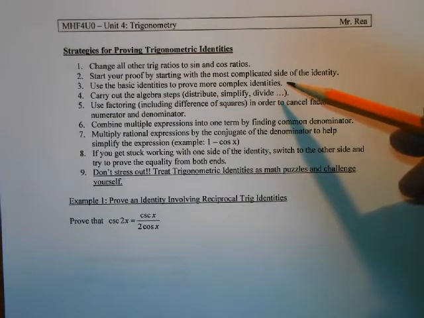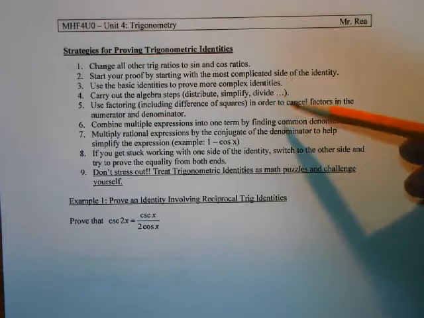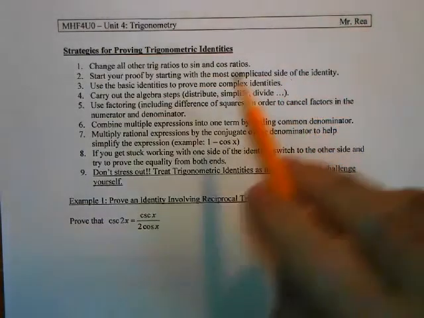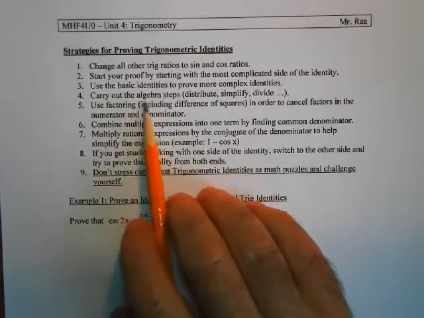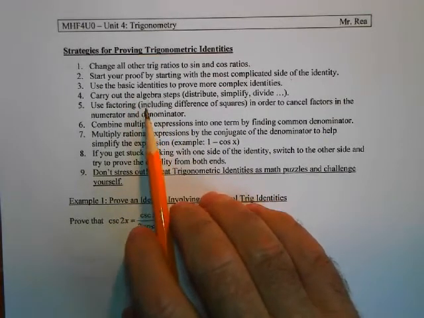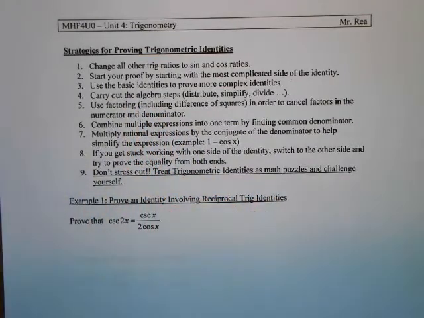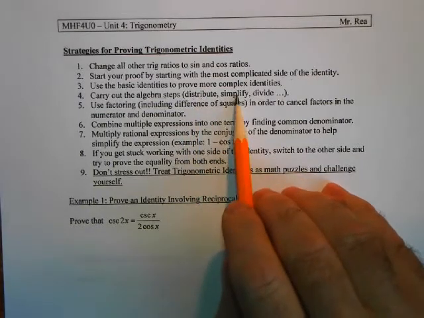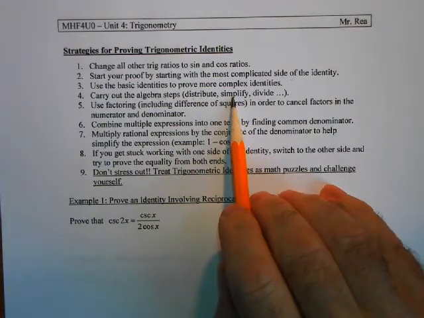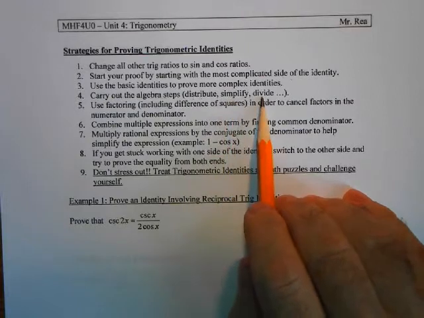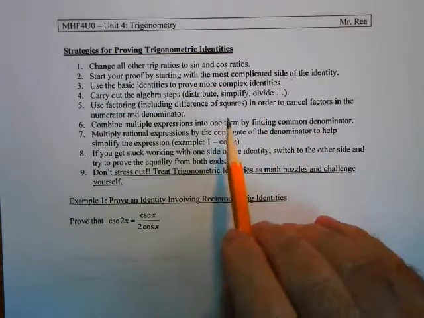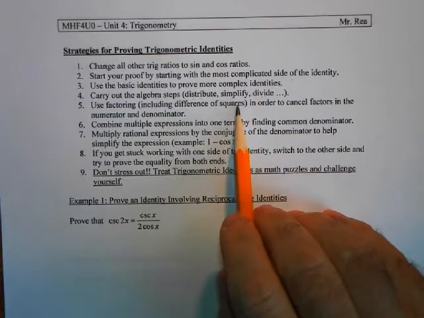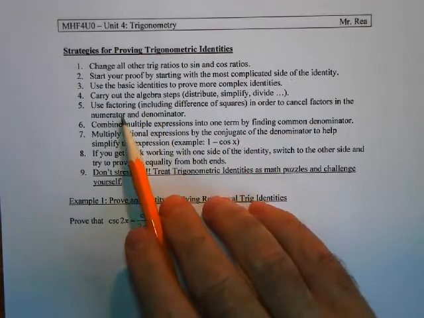It's usually more difficult to start with the side that's simpler and try to change that into the other side. Okay. A lot of the things that may not be obvious is just carry out the algebra steps. If there's something in there where you can distribute, like multiply across brackets, maybe that's a good idea. Maybe you should simplify, combine terms together if you can, divide things out, maybe factor. Okay, well, factoring is the next one.